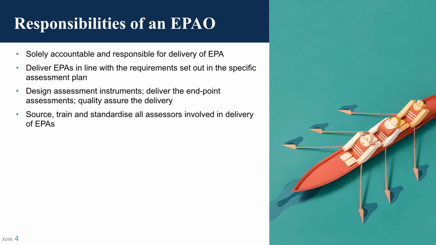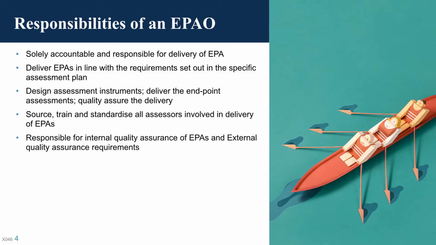Again, as an EPA organization, we are responsible for all of the internal quality assurance for each of the endpoint assessments that we undertake. And we are also responsible for ensuring the external quality assurance requirements as well. And those actually fall into various different categories, which I'll touch upon briefly. Each of the endpoint assessments are overseen from a quality assurance perspective by an external quality assurance body. And each of those EQA bodies, as we call them, have different requirements for different standards. And again, it's our responsibility to make sure that we adhere to all of those different EQA requirements.